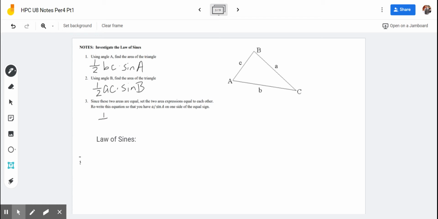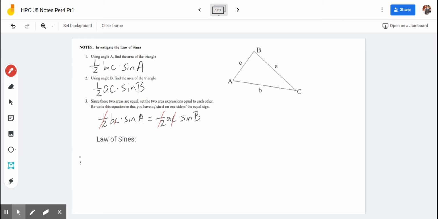So we'll have 1/2 BC times sine of A equal to 1/2 AC times sine of B. Rewrite this equation so that I have A over sine of A on one side of the equal sign. So we can see right here that the 1/2 is going to cancel out and the C's are going to cancel out on each side of the equation.